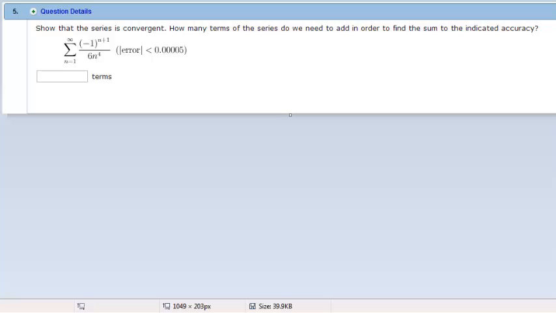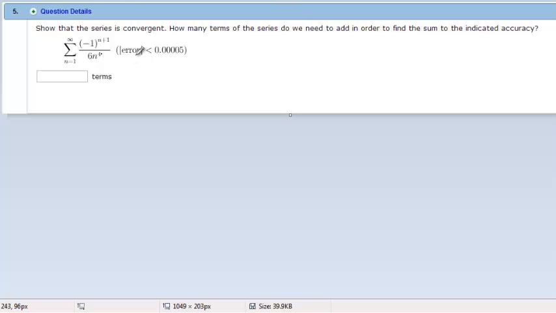Next, let's look at the following problem from WeBWorK. Again, we have an alternating series, negative 1 to the power n plus 1 divided by 6 times n to the power 4. You can use the alternating series test to see that this series converges. In the next part, we want to find how many terms we need to separate in order to find the sum with the following indicated error.